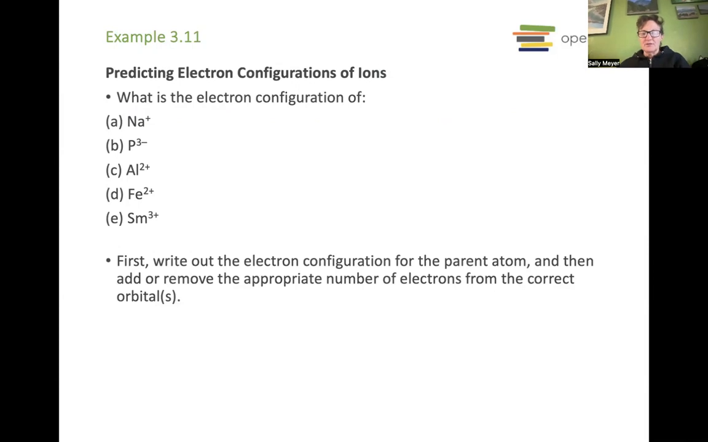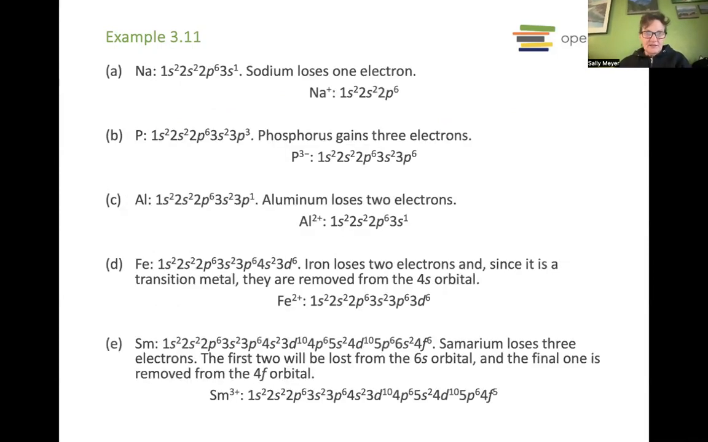If we look at sodium, it starts out at 1s2, 2s2, 2p6, 3s1. If it loses 1 electron, it has lost that 3s electron on the outside. That was its valence electron. If you notice, this is actually the electron configuration of neon. So if we wrote it abbreviated, it would help us understand why sodium likes to be +1.